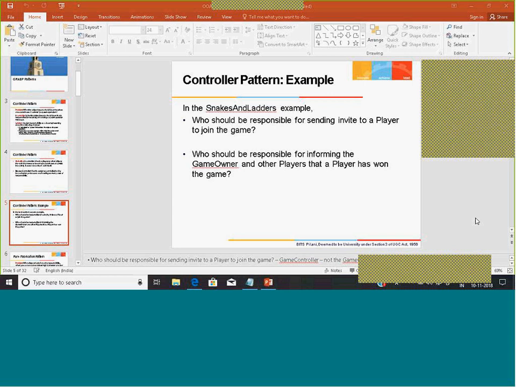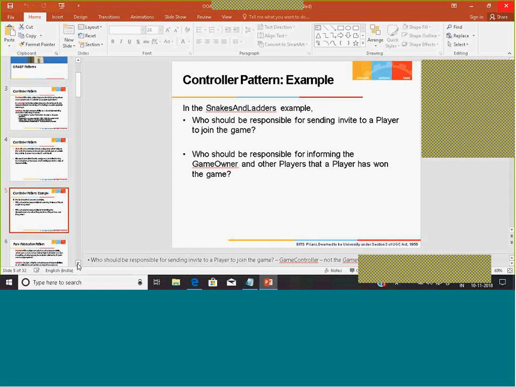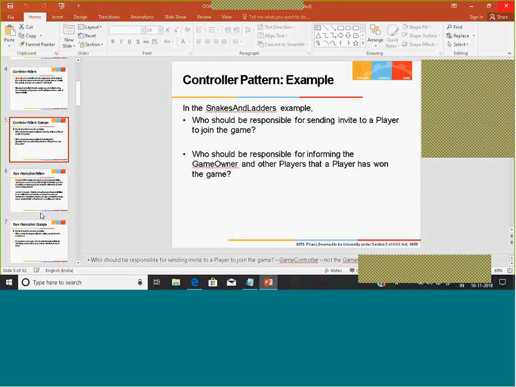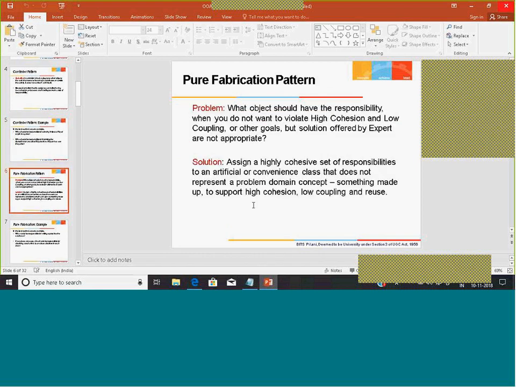Okay, this was about the controller pattern. Let us move ahead and we'll take up the next pattern. This pattern that we have here is the pure fabrication pattern.